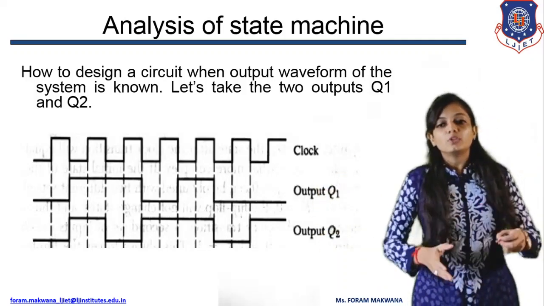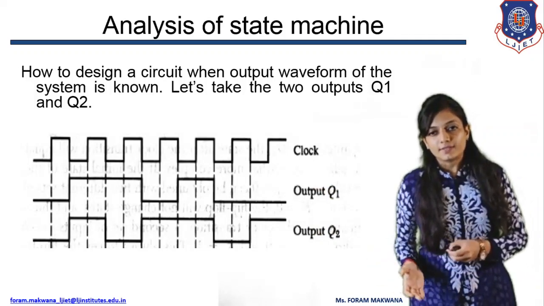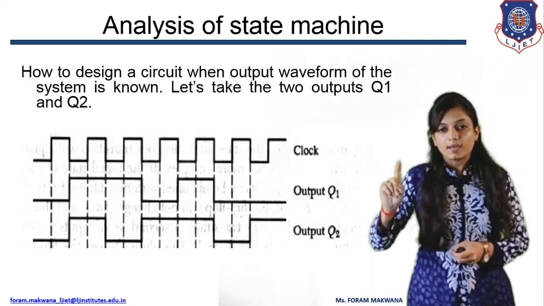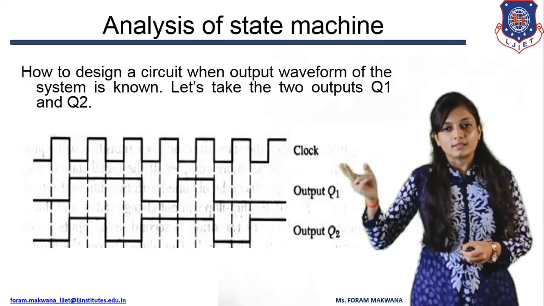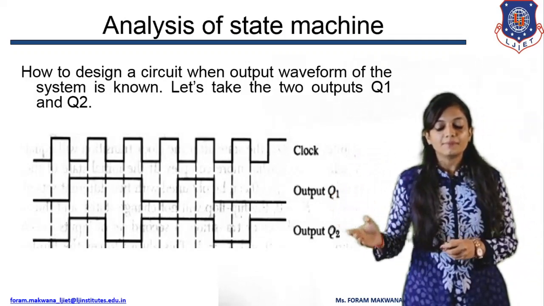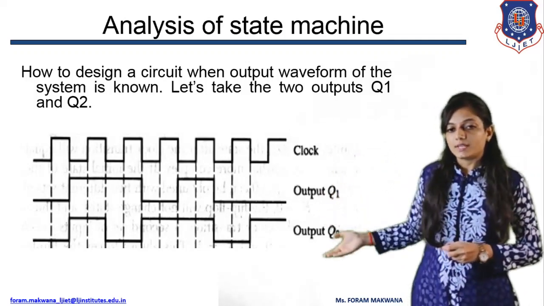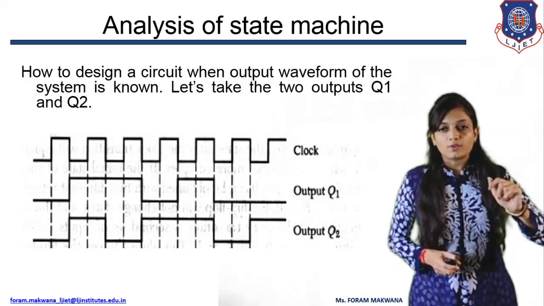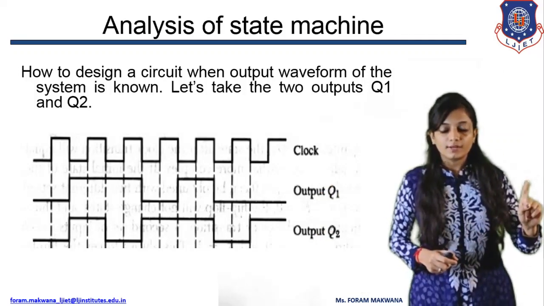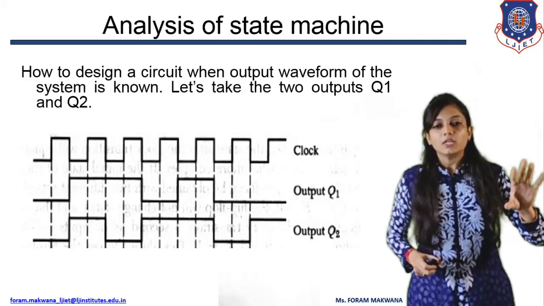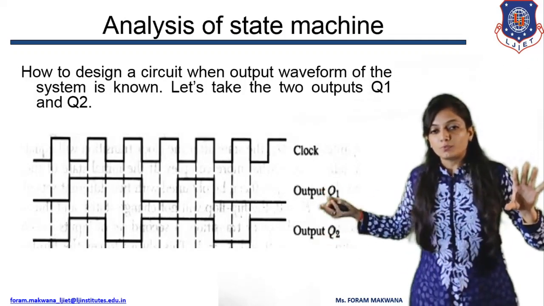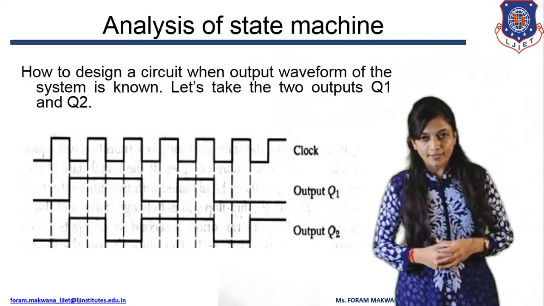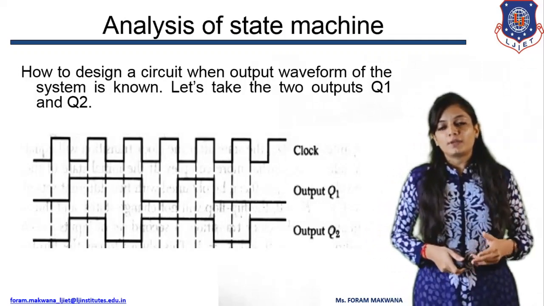Because we are going to design the FSM for 2 bits, and each bit has only 2 states, either 0 or 1. So I can say that there is one input for one flip-flop. If two outputs are there, Q1 and Q2, that means two flip-flops are there. So which kind of flip-flop can we use?